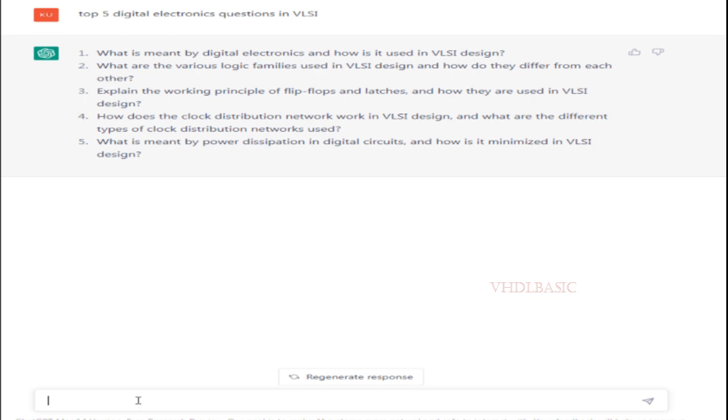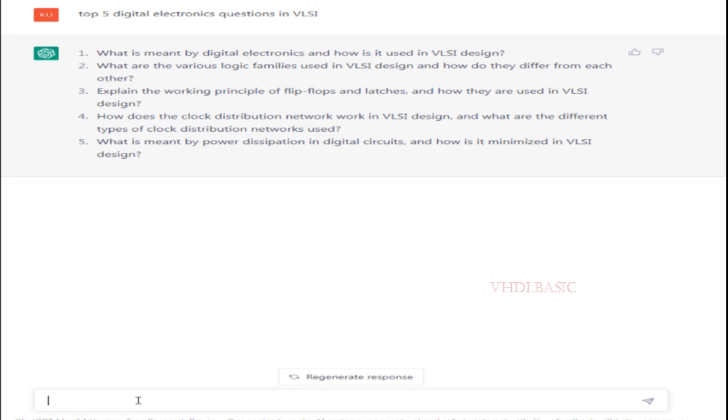There are several ways to minimize power dissipation in VLSI design. Some of them I'm going to explain now. Use low power design techniques. These techniques include clock gating, power gating, and voltage scaling, which help reduce the power consumption during idle periods and in parts of the circuit that are not needed.